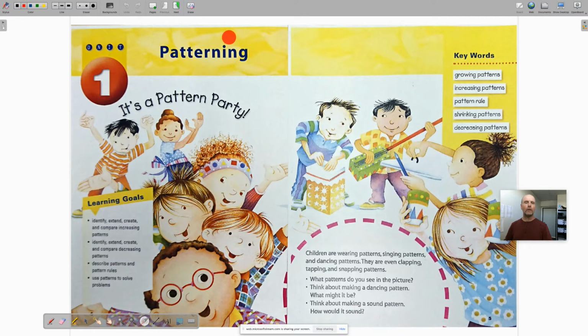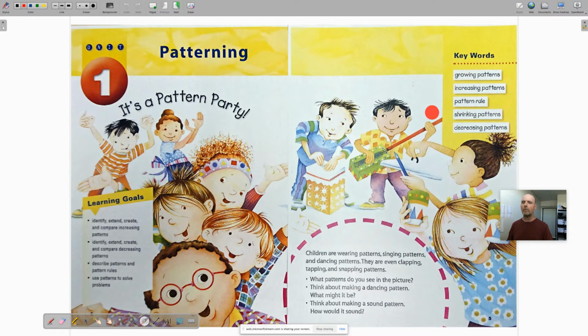So, patterning is a word that you probably remember from last year because you talked about patterns in whatever grade you were in last year. Now, this is just the introduction. So, this is to kind of get you thinking about patterns. We're not going to do a whole lot of work on it. We're just going to start thinking about what patterns are.